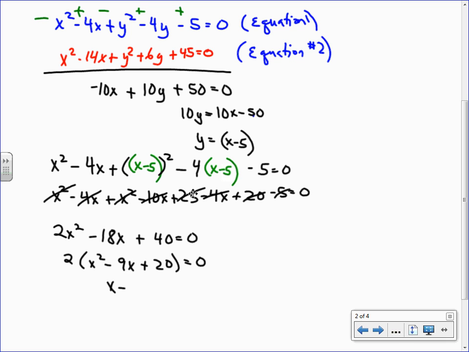So x minus 9 and x minus 5, or excuse me, 4, not 9. X minus 4 times x minus 5 equals 0. So x equals 4 and x equals 5. Am I done?